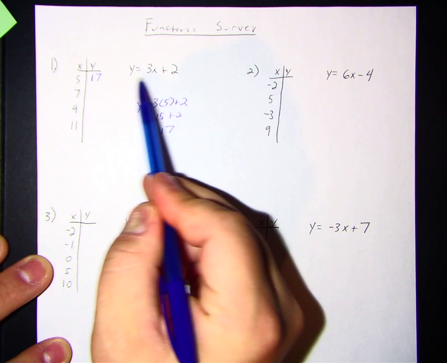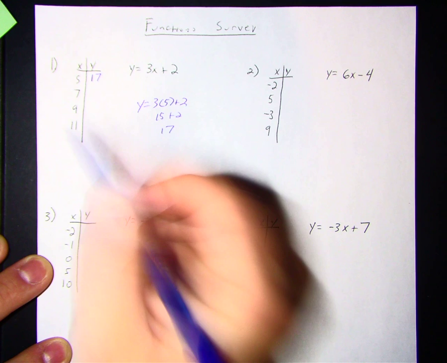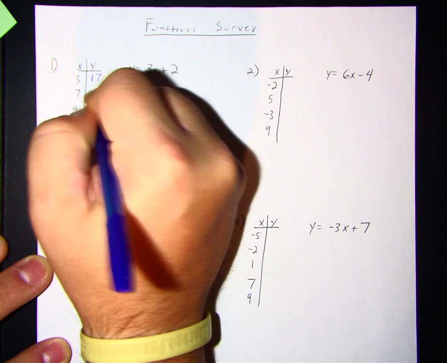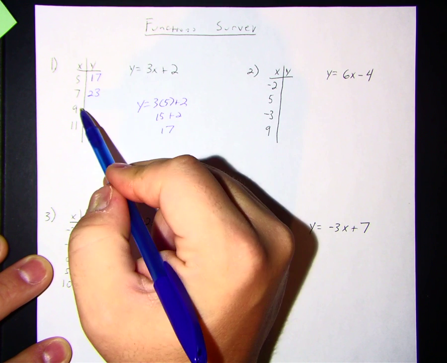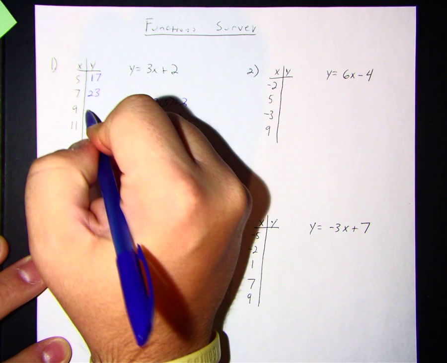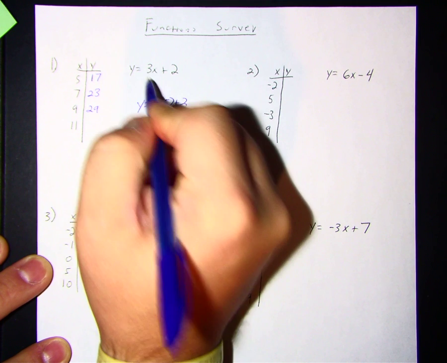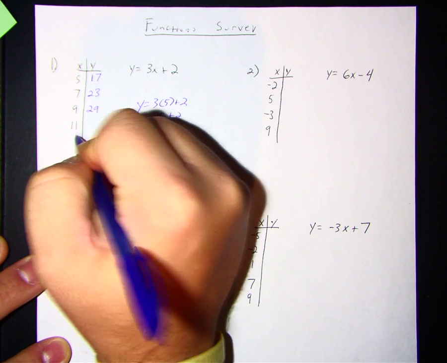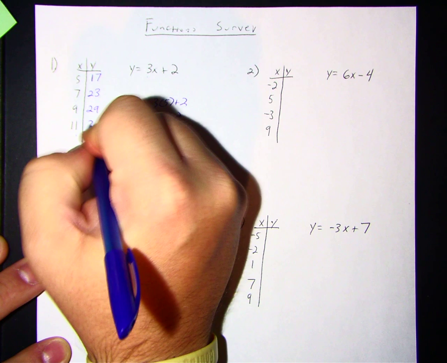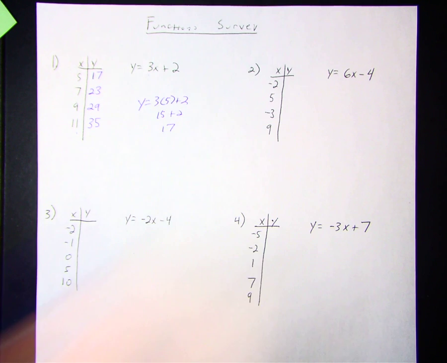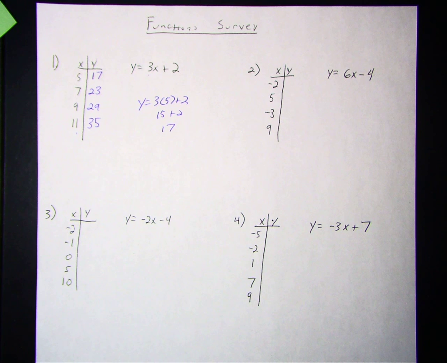7 times 3 is 21, plus 2 is 23. 3 times 9 is 27, plus 2 is 29. And 3 times 11 is 33, plus 2 is 35. So your answer should have been 17, 23, 29, and 35. Alright.